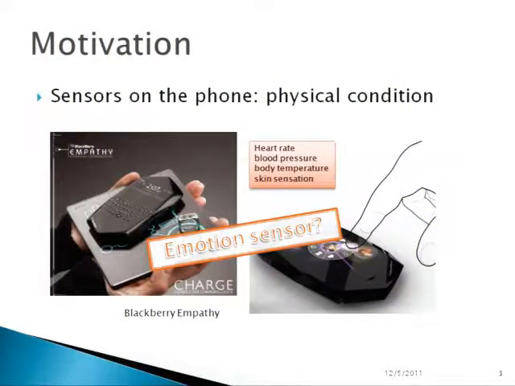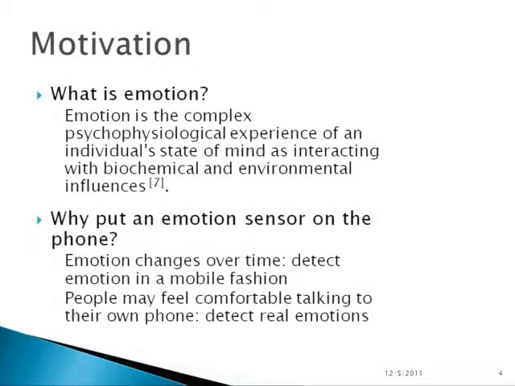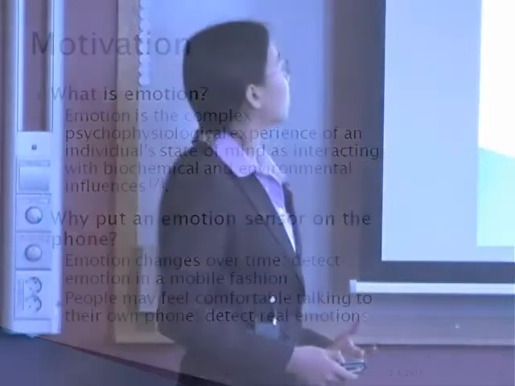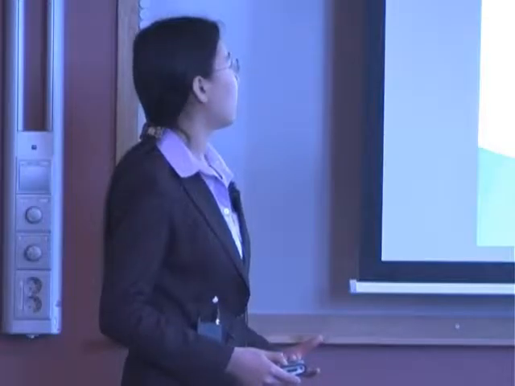Our physical condition can be detected from the phone, but how about our inner space? How about people's emotion? So we want to propose this new emotion sensor on smartphone. Emotion is defined as a complex psychophysiological experience of an individual's state of mind as interacting with biomedical and environmental influences.